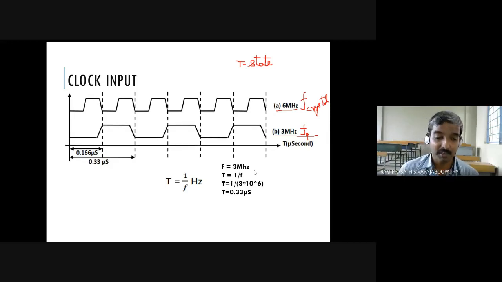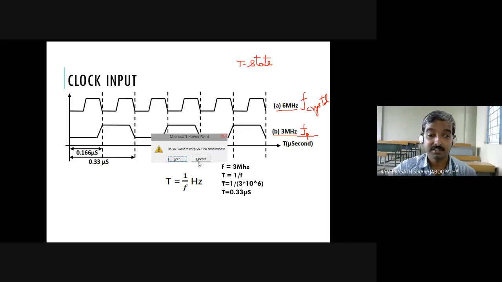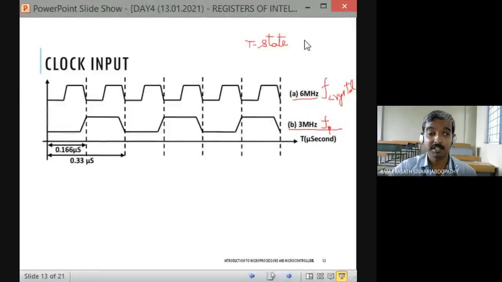Okay, now I want to ask you one question. If I am connecting a 12 megahertz crystal outside the microprocessor, what about the value of 1 T state? Can you people find and type the answer in the chat? Again I repeat the question. The crystal frequency I am connecting is 12 megahertz. What about the time period?